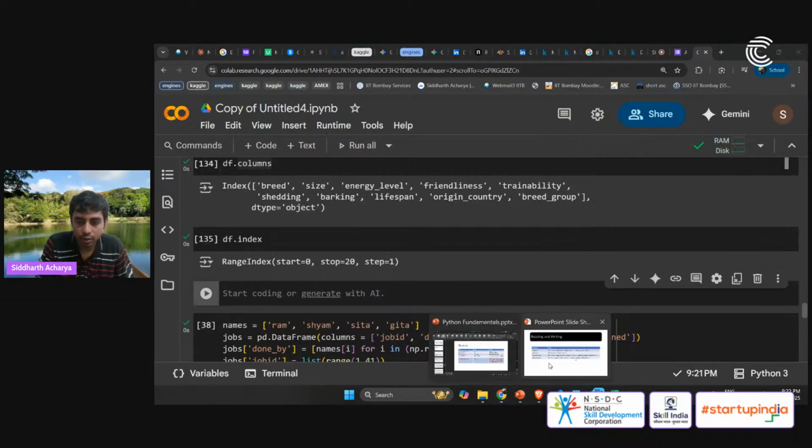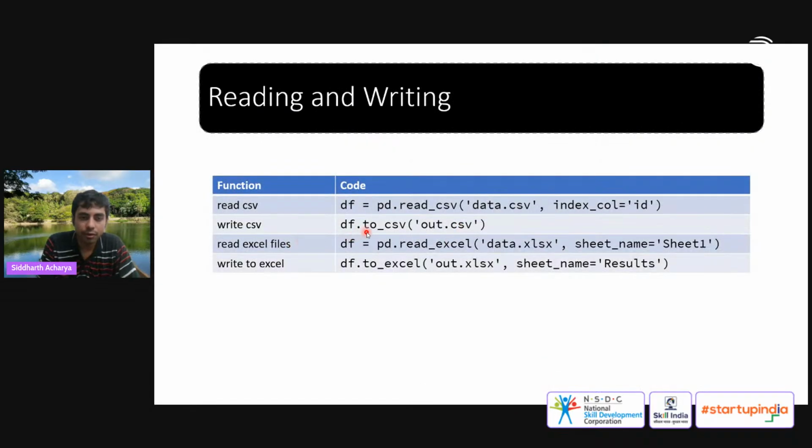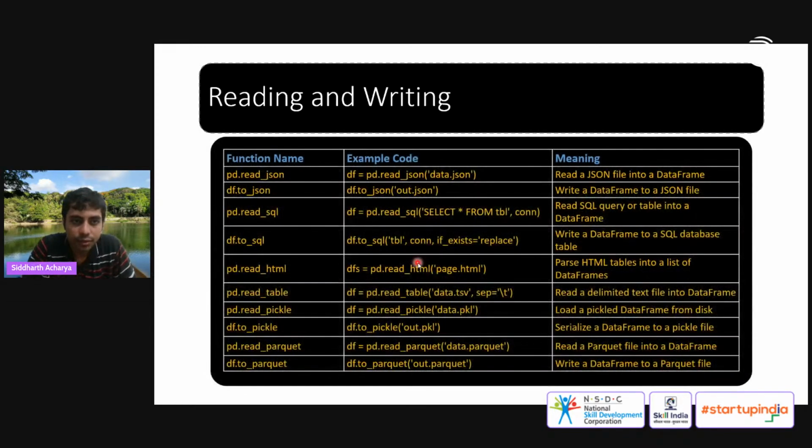Now, after you have made a data frame object, you can do any editing you want inside it. And after you have done that, if you want to export it into a CSV file which you can distribute to your friends, you use df.to_csv with the file name you want. You can also read Excel files. You can specify the sheet name, and you can also export your pandas data frames into an Excel file.